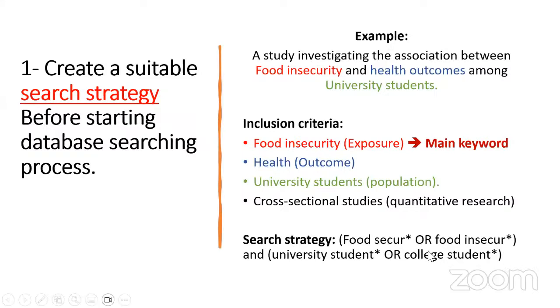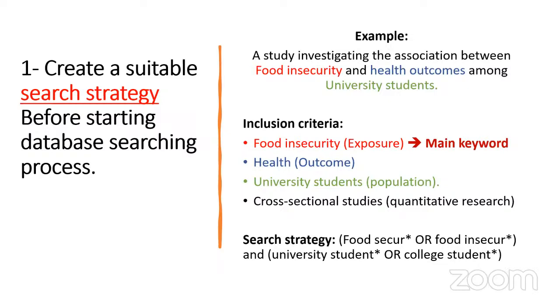So in the search strategy, I decided to use the exposure, which is food security, and I decided to use the population group. However, I didn't use the health outcome, and the reason why is because health is a broad topic. So I would expect to get around 20,000 or 30,000 citations, and we don't want that many, and most of them would be irrelevant articles. So we want a comprehensive search, but at the same time, we want it to be focused.